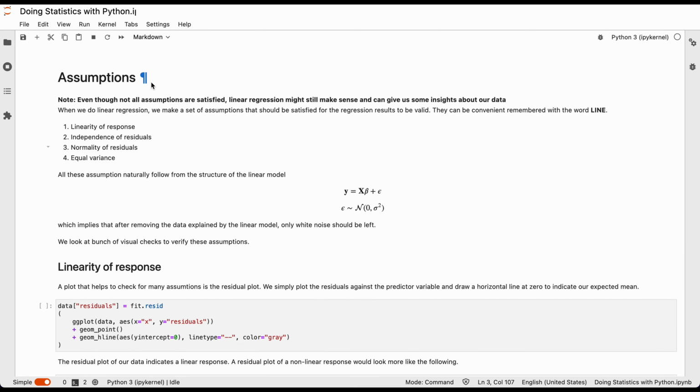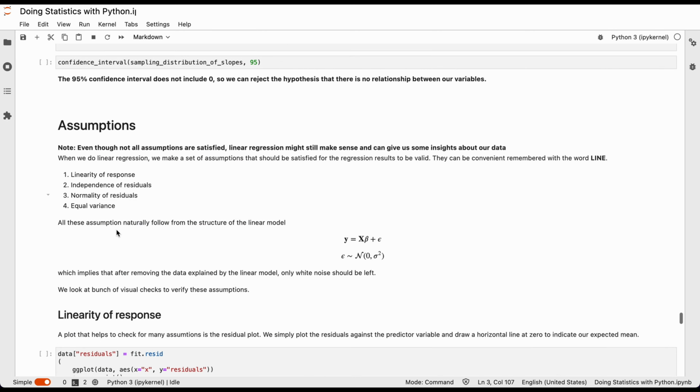As a disclaimer for linear regression, in order to apply linear regression, we usually have to meet a lot of assumptions. And if you're interested, you can check out these assumptions in here. But also as a second disclaimer, even though not all assumptions are satisfied, linear regression might still make sense and can give us some insights about our data.